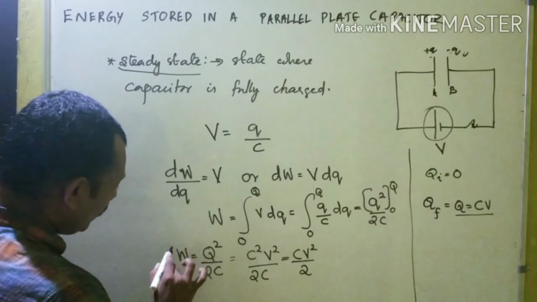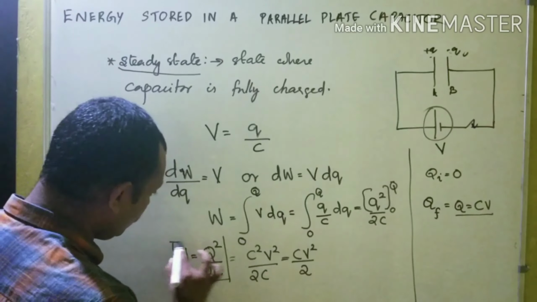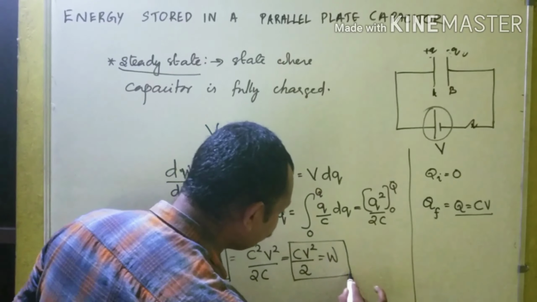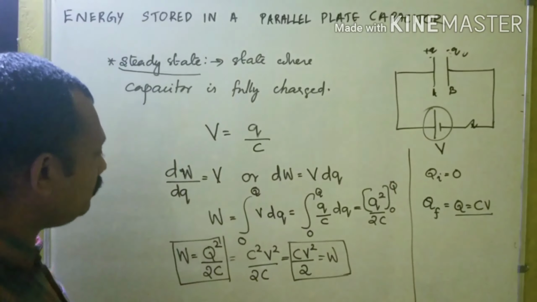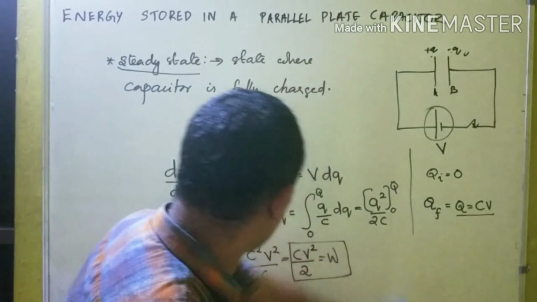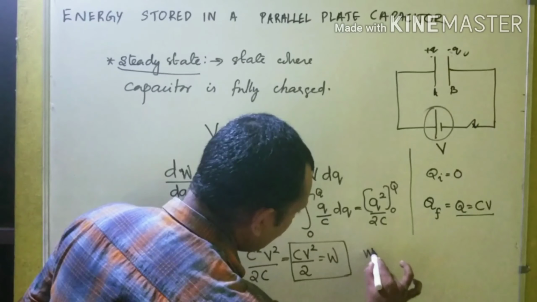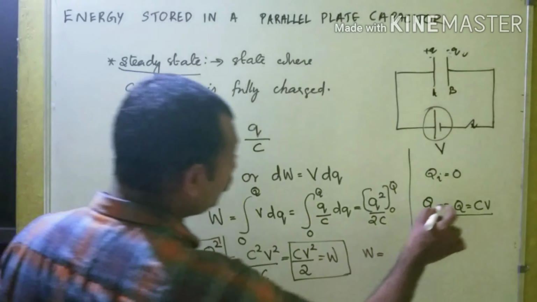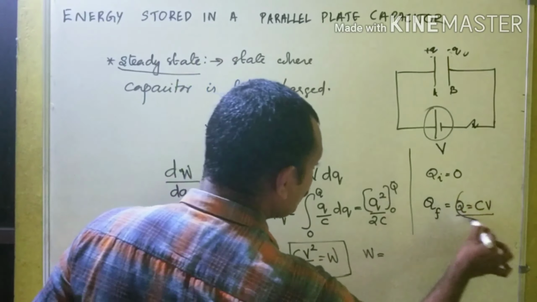So I got one formula for the work done as Q square by 2C. The other formula for work done is CV square by 2. The matter is still not over. One more formula I can say, that is also work done, is equal to work done by the external agency in order to charge it by this amount.